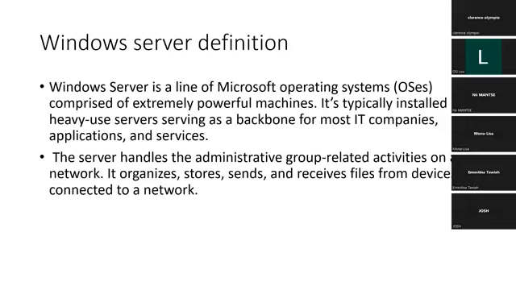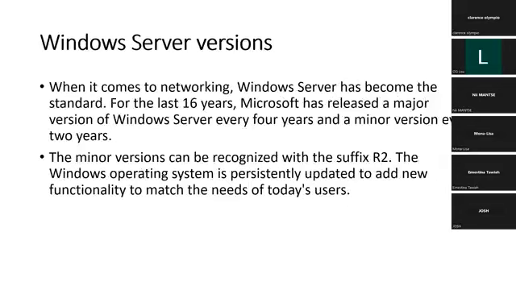So Windows Server is an operating system, software specially built to manage other operating systems, other software, and other resources on a network. And when it comes to networking, Windows Server has become the standard for the last 16 years. I think, no, now it's past that, since 2000. So the last 23 years, Microsoft has released major versions of Windows Server every 4 years and a minor version every 2 years. The minor versions can be recognized with the suffix R2.